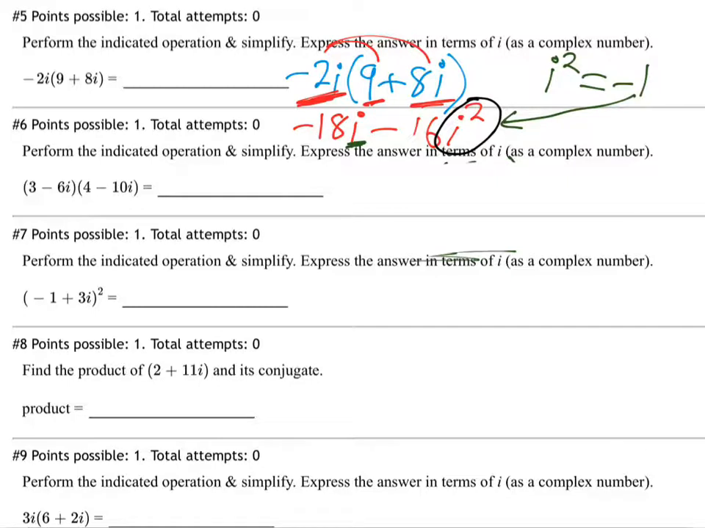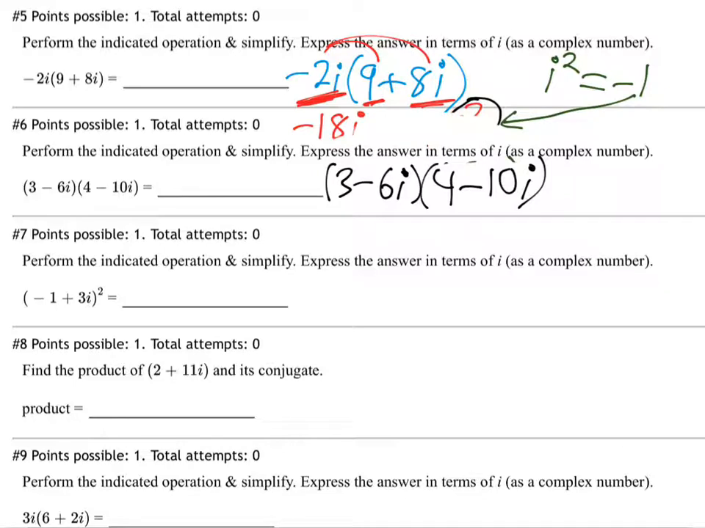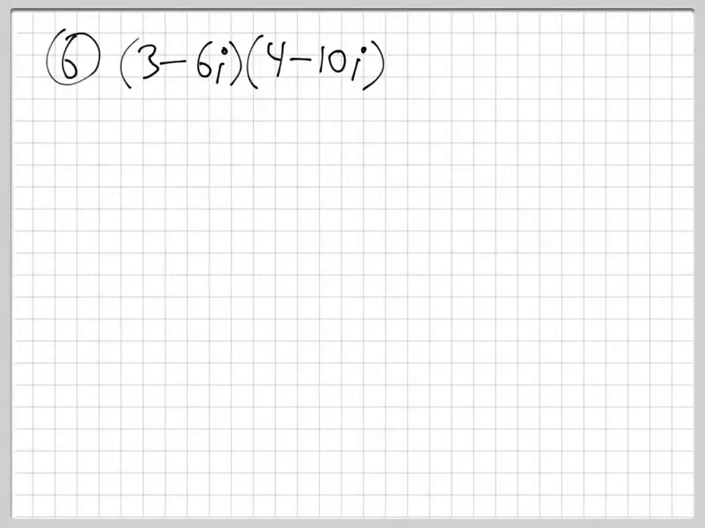So let's try 3 minus 6i times 4 minus 10i. So just FOIL that out. You know about foiling, right? Like the first one goes to both, and the second. Just do what you would normally do with an x. But when i squared shows up, make it -1. Everything else is the same. There's nothing else new. All right, I'm going to jump in with you.